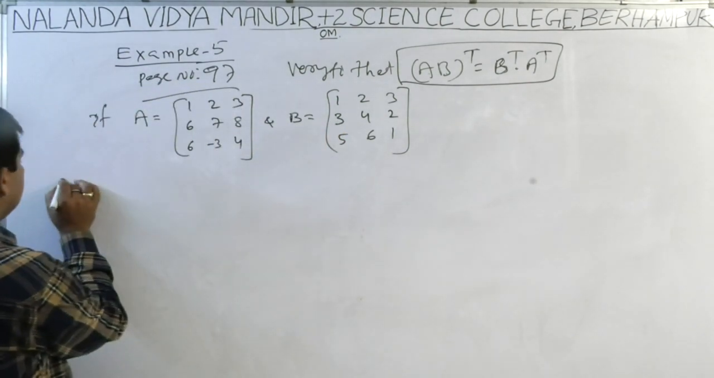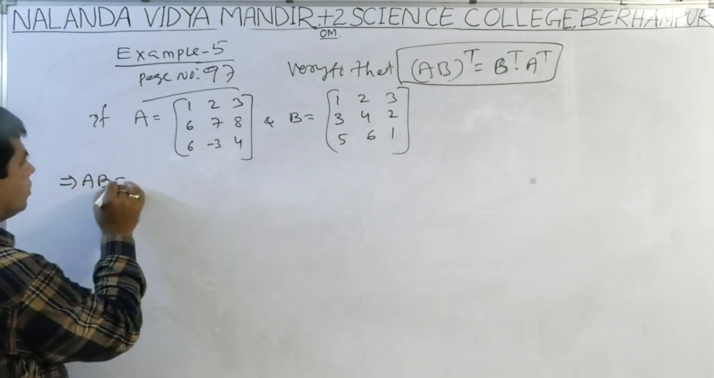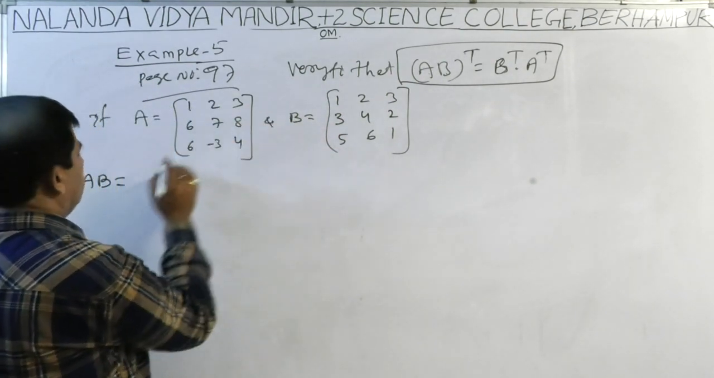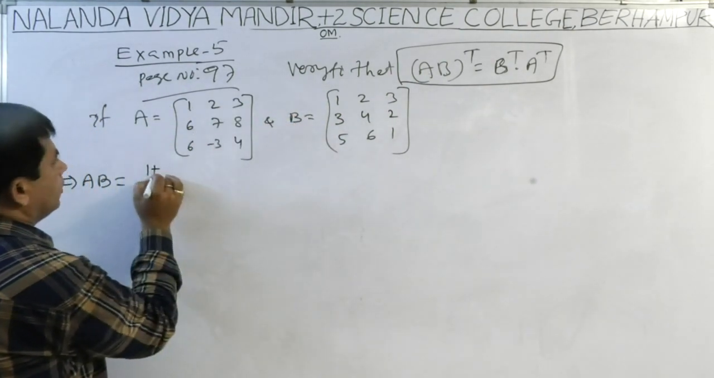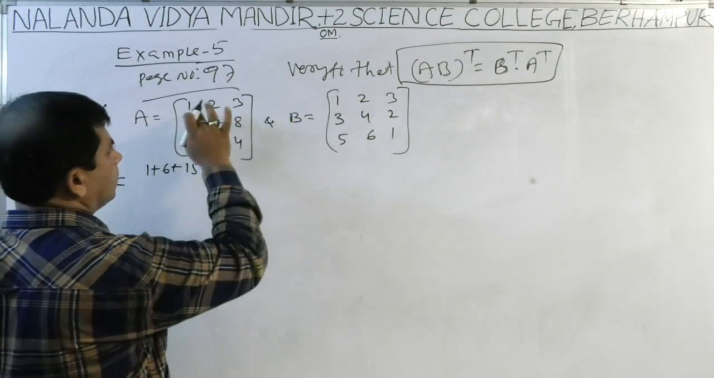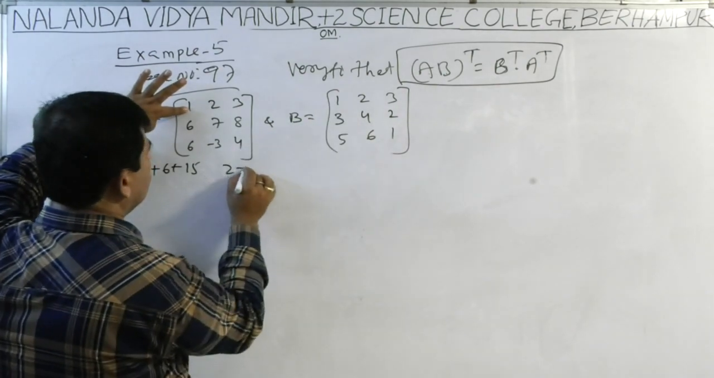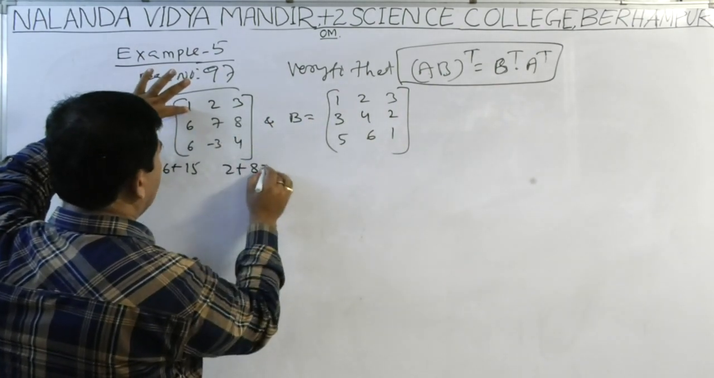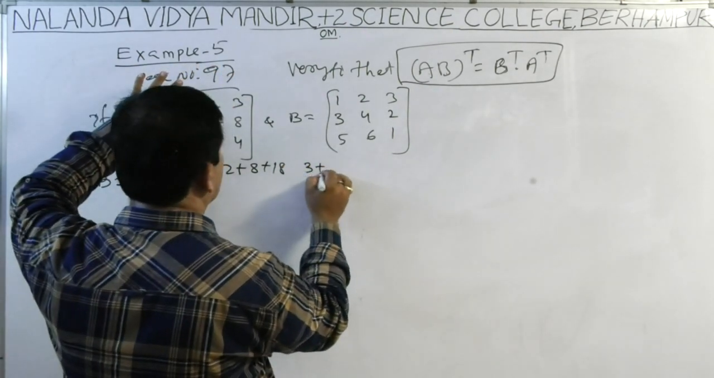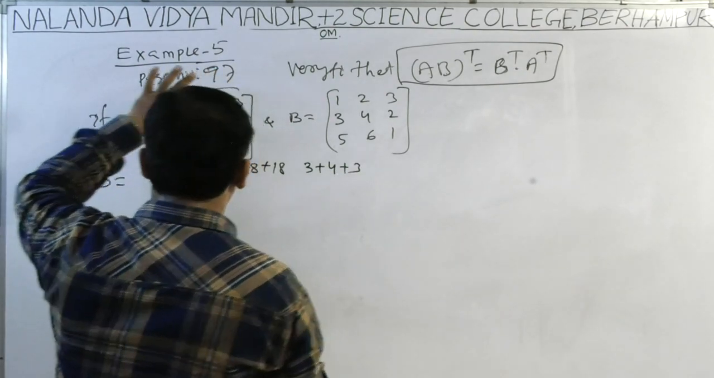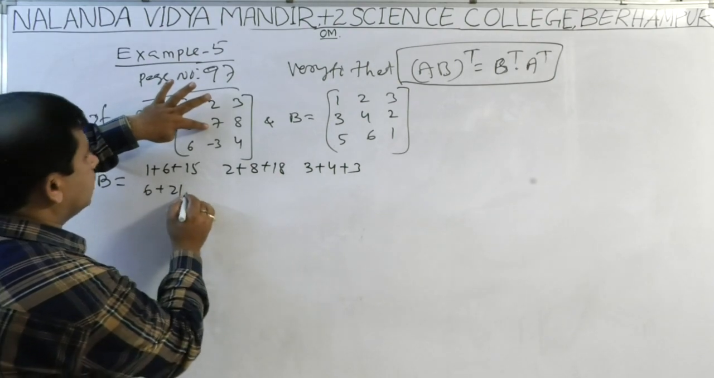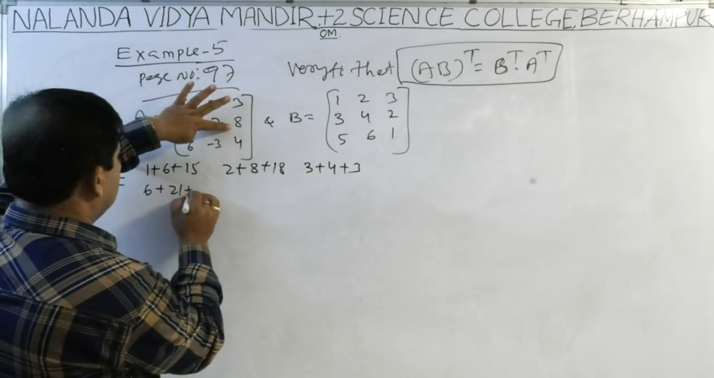This implies AB is equal to 1 into 1, 1, 2 into 3, 6 plus 3 into 5, 15. This is our first row, first column. First row, second column, 1 into 2, 2 plus 8 plus 18. First row, third column, 1 into 3, 3, plus 2 into 2, 4, plus 3 into 1, 3. Second row, first column, 6 into 1, 6, 7 into 3, 21, 8 into 5, 40.